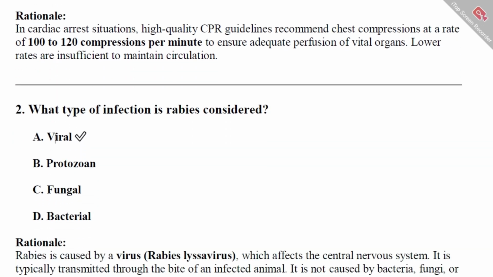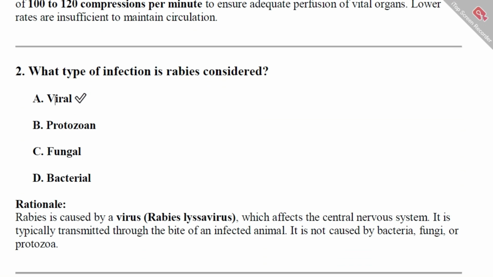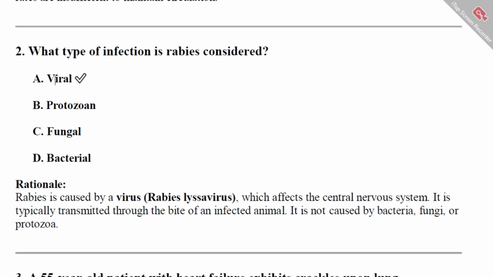Question number 2. What type of infection is rabies considered? A, Viral; B, Protozoan; C, Fungal; D, Bacterial. The correct option is option A.